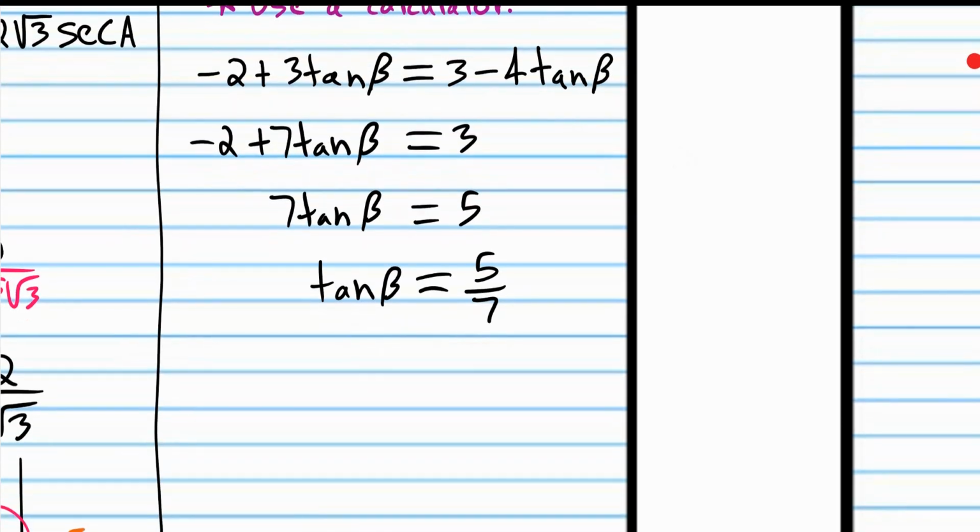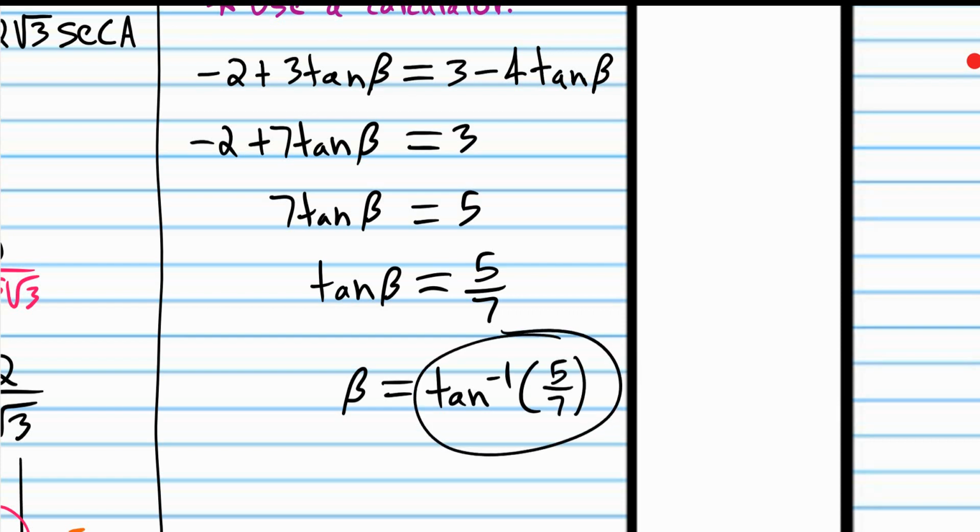So now we have a ratio that we don't recognize, so we're going to have to use a calculator. I'd prefer that you use a graphing calculator if you have one. With a graphing calculator, beta is going to be equal to tangent inverse of 5 over 7. That's what you enter into the calculator.